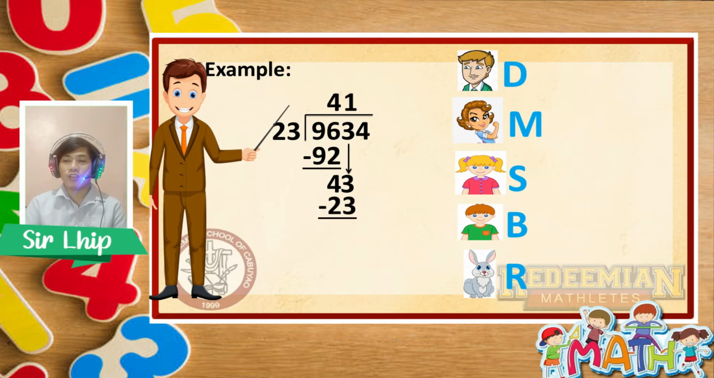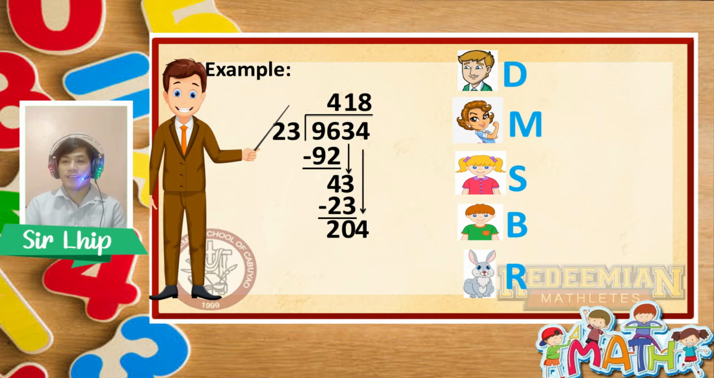Then, subtract. 3 minus 3 equals 0. 4 minus 2 equals 2. Then, brother, bring down 4. Then, divide again. 204 divided by 23 equals 8.